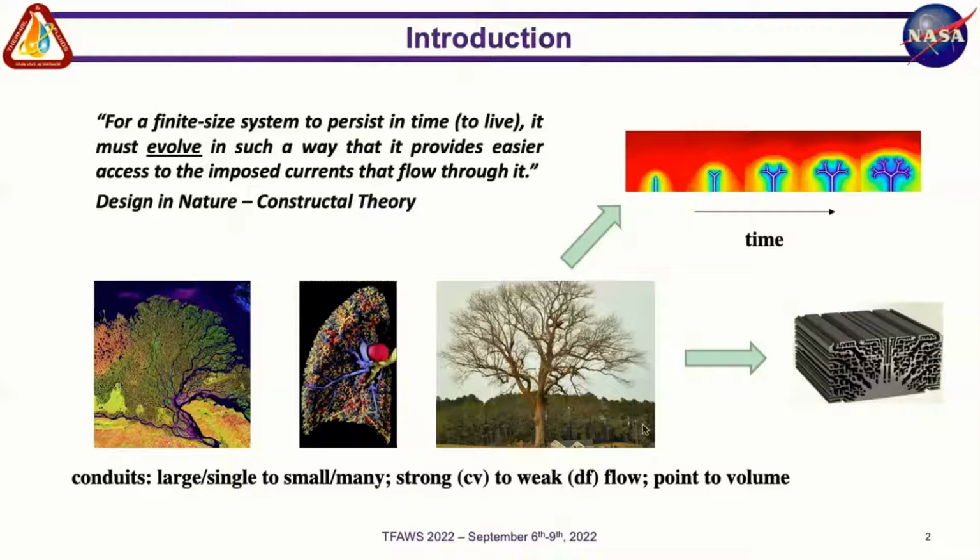And what these three pictures, which are natural structures found in nature, have in common is the following: three things. The first one is the conduits that transport whatever is moving in these pictures. They go from a single and large duct, like you have in the river delta. You have large, the river area here is very large, and then it transforms itself into many and very small conduits. Same thing happens in the lungs.